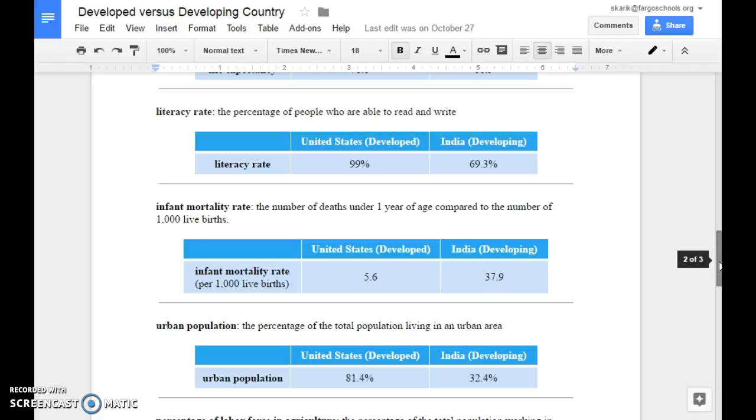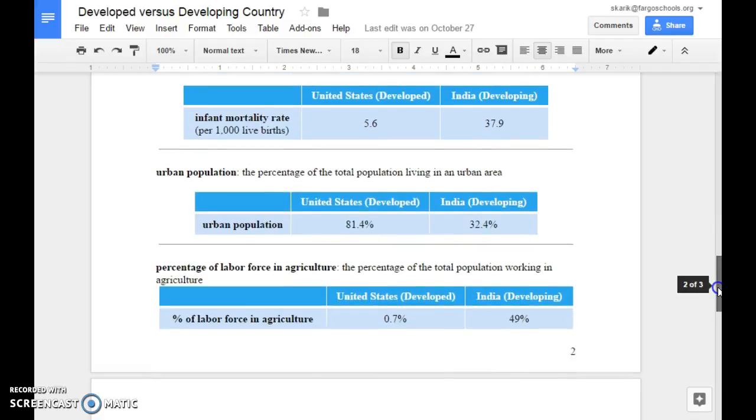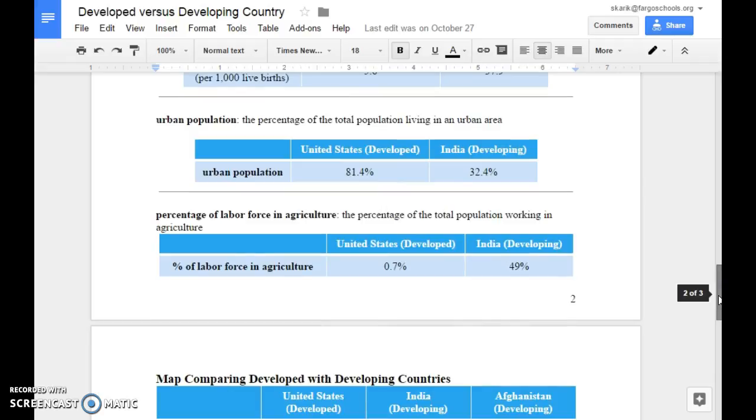Urban population is the percentage of the total population living in an urban area. In the United States, 81.4% of our population lives in an urban setting. In India, they have an urban population of 32.4%. If we look at percentage of labor force in agriculture, which is the percentage of the total population working in agriculture, in the United States we have 0.7% of our labor force working in agriculture. If we compare that to India, they have 49% of their labor force working in agriculture.